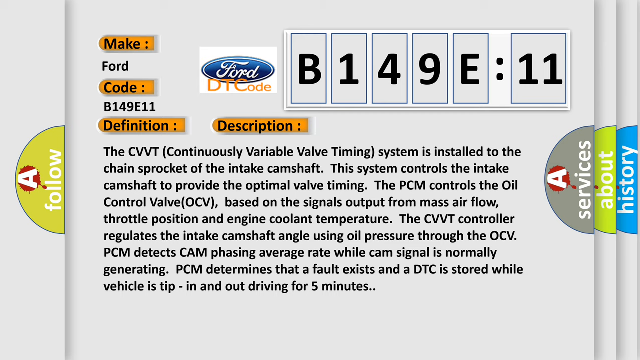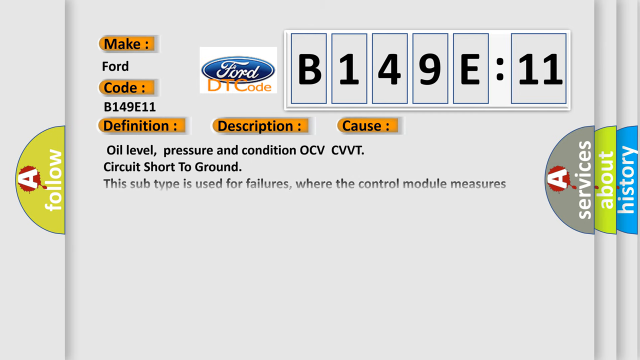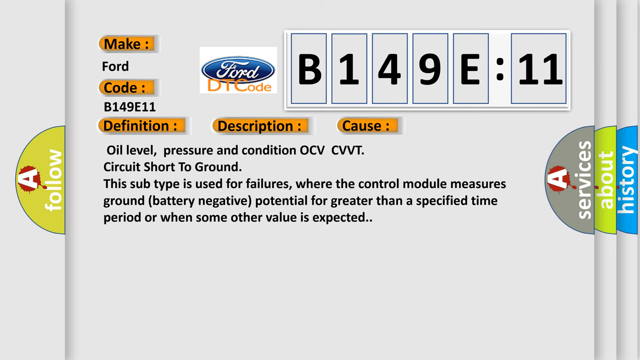5 minutes. This diagnostic error occurs most often in these cases: oil level, pressure and condition, OCV, CVVT circuit short to ground. This subtype is used for failures where the control module measures ground, battery negative potential, for greater than a specified time period or when some other value is expected.